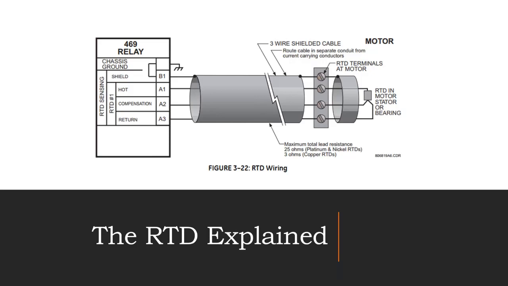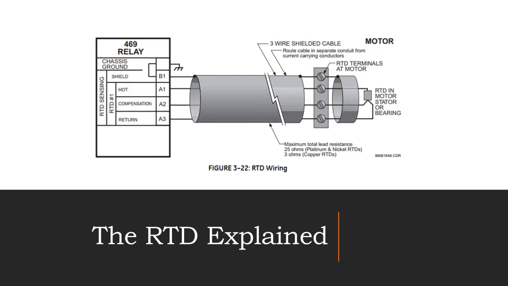Well, if that's a 1/2 ohm, then I know I've got a 1/4 ohm resistance in each one of those wires. So when I measure from A1 through the RTD and back to A3, the return, let's just say that comes up at 7.5 ohms. I know to take a 1/4 ohm away from A1 and a 1/4 ohm away from A3. So the actual resistance through the RTD is going to be 7 ohms instead of 7.5 ohms. So that's how a 3-wire RTD works.